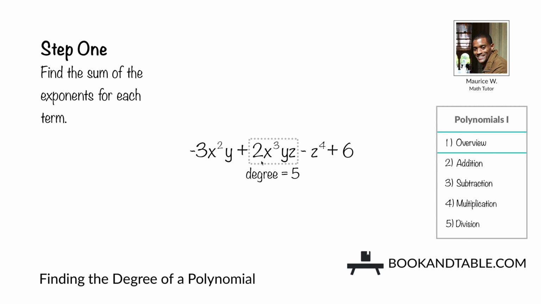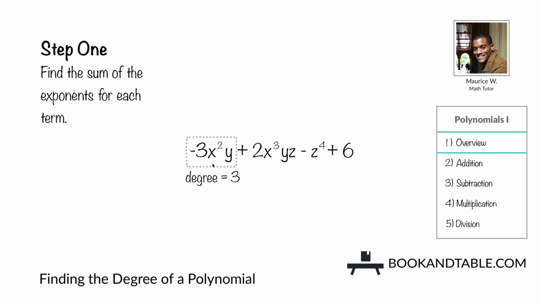And then we have 2 times x to the 3rd times yz. This term has a degree equal to 5. If we add up the exponents for the three variables, z has an exponent of 1, y has an exponent of 1. Remember, anything to a power of 1 is just itself. So when you don't see the exponent, it is 1. So we get 1 plus 3 plus 0, and that would be equal to 5.